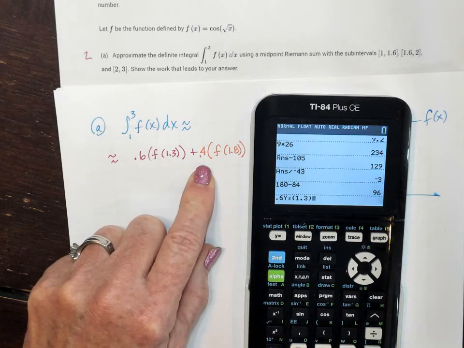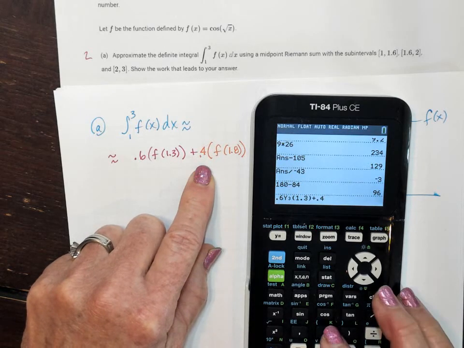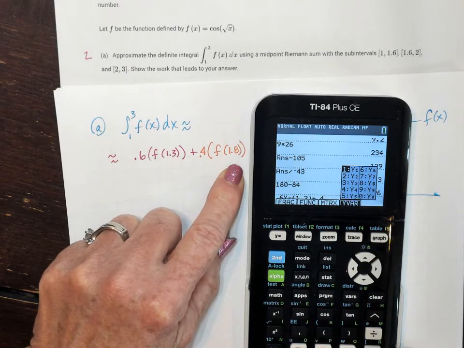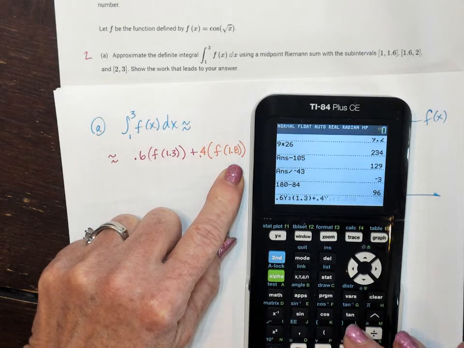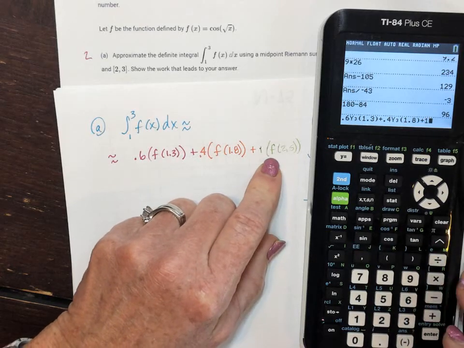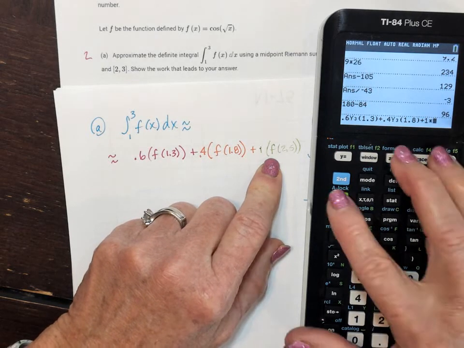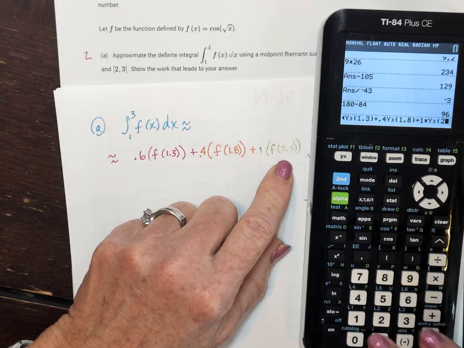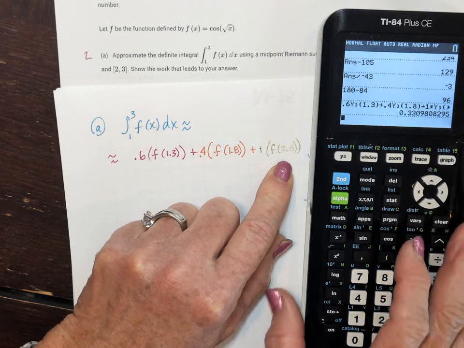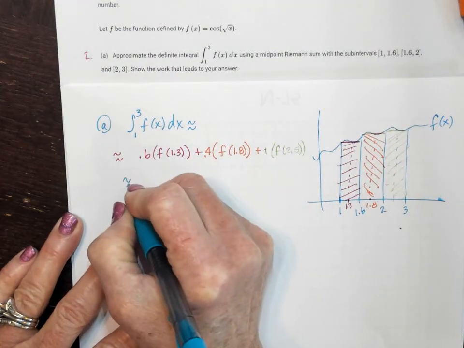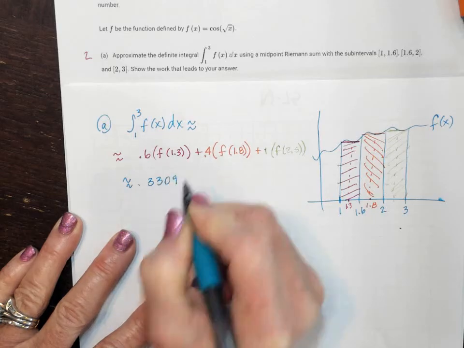And then I want plus 0.4 times f of 1.8. So mine is y3 of 1.8 plus, and then my last one, I want 1. You don't have to write the 1 times y3 of 2.5. And that gets 0.3309. So all of this is 0.3309.